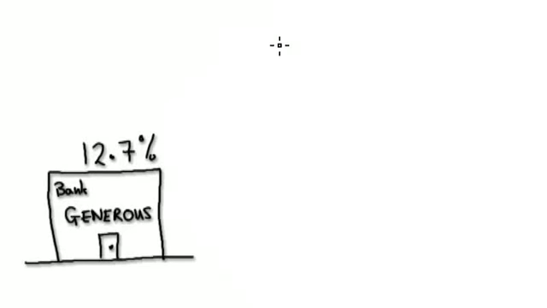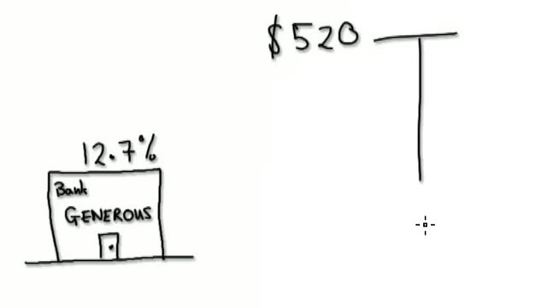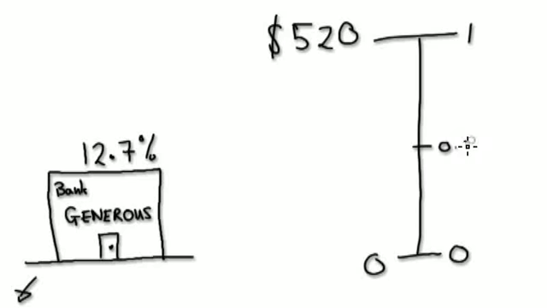Okay. Let's say you're going to put £520 into this bank account. How much will you have in total at the end of the year? So press pause and have a go. This 12.7%, we'll convert that to a decimal.